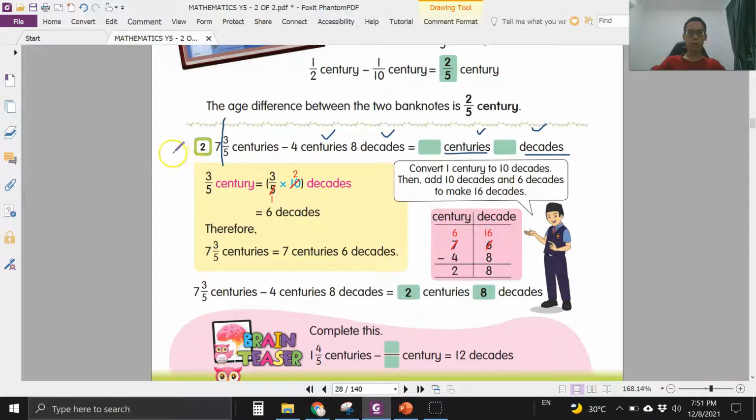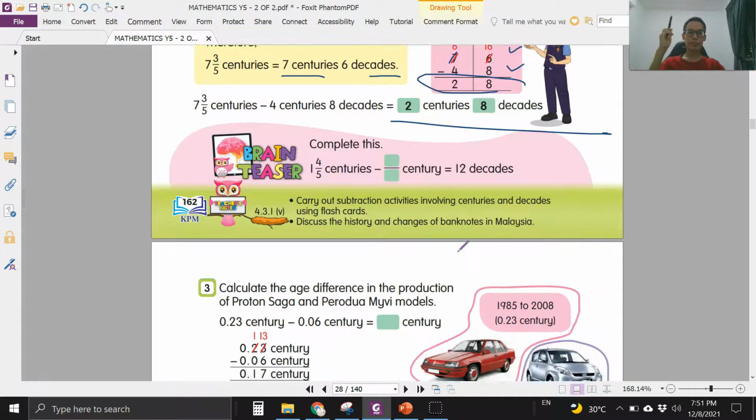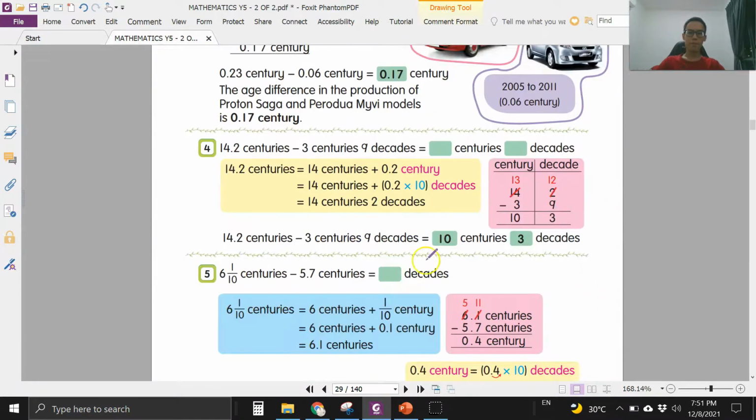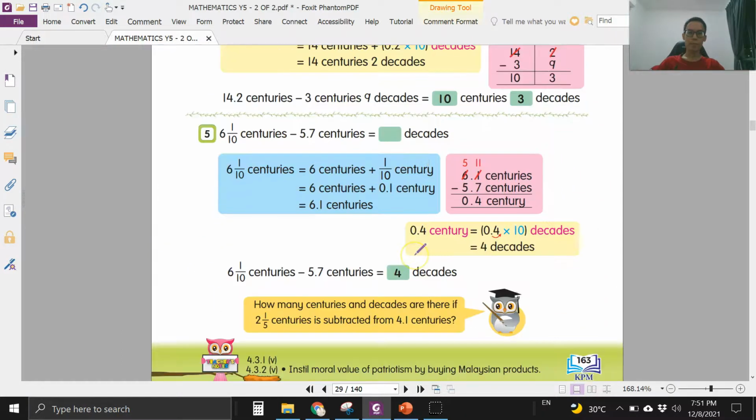Okay, so this one is 7 centuries. 3/5 you times 10 decades. You get 6 decades. So it's 7 centuries, 6 decades, minus 4 centuries, 8 decades. Not enough. You borrow 1 century, you get 10 decades. So the answer is 2 centuries, 8 decades. Okay. The rest, they are almost the same.